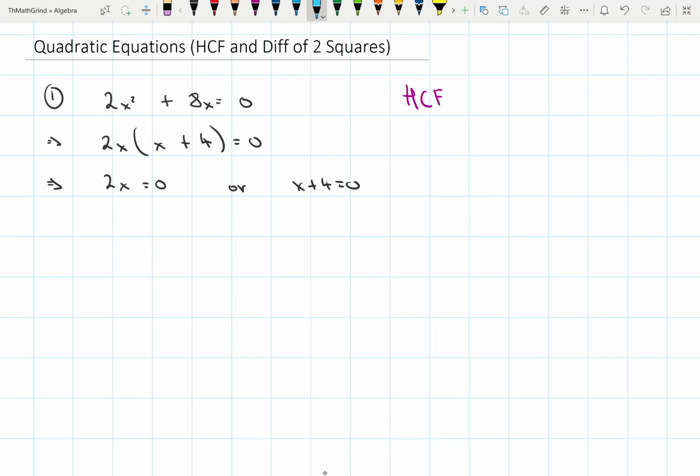So in order, that's 2 times x is equal to 0. So I'm going to divide both sides by 2, remembering that that's an equation because it has an equal sign in it. And that means that what I do to one side, I have to do to the other side to keep it balanced. So x is going to be equal to 0, or over on this other side, I'm going to subtract 4 from both sides, so that I'm just left with x is equal to negative 4. So there is the answer for the first one using highest common factor, 0 and minus 4.